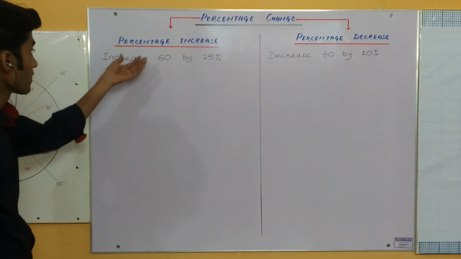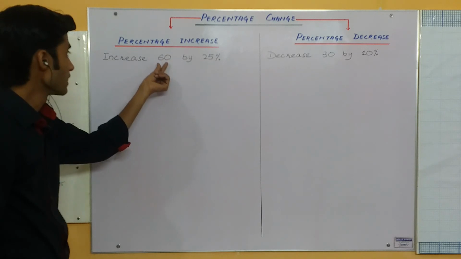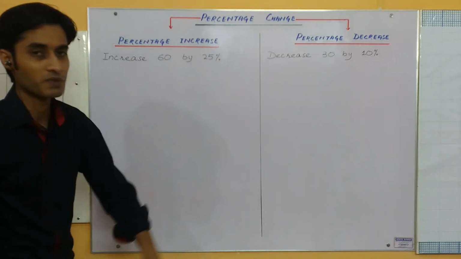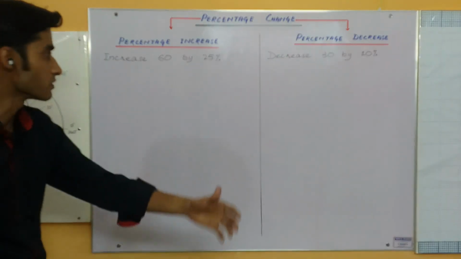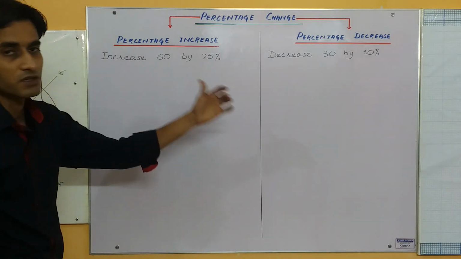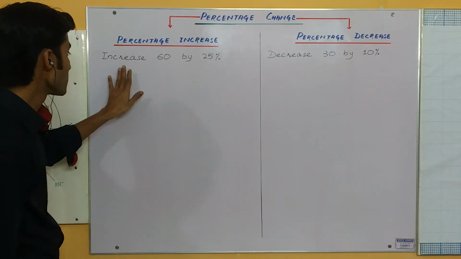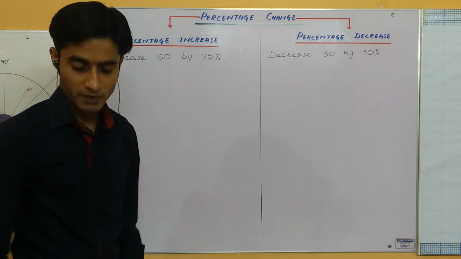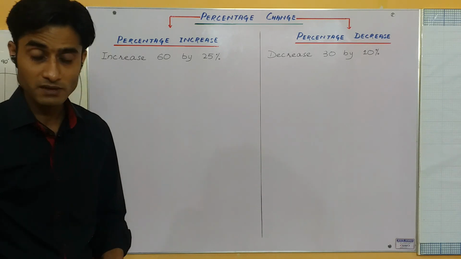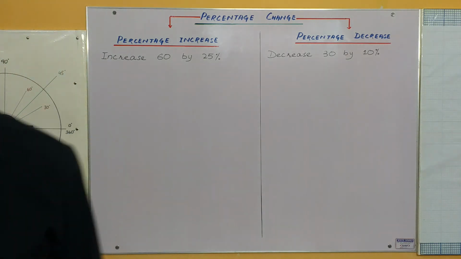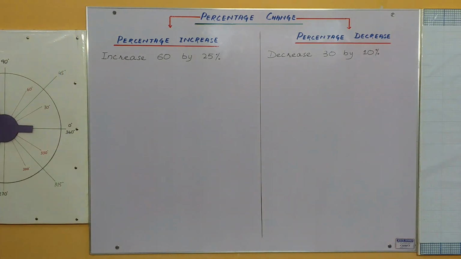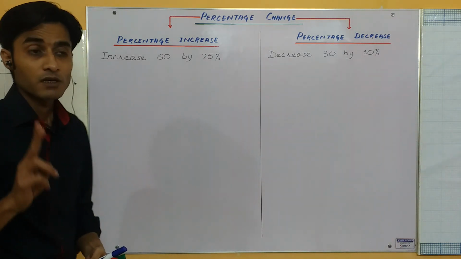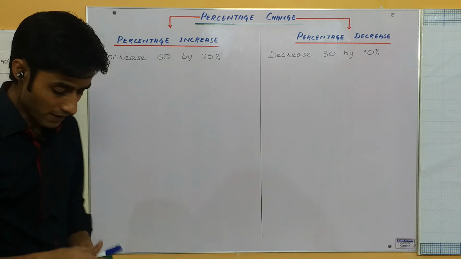So if I say that I have a quantity which is 60, this could be anything, 60 meters, $60, 60 centimeters, 60 kg, whatever. So I am saying increase 60 by 25%. I want you to increase 60 by how many percent? By 25%. This can be done in two different ways.